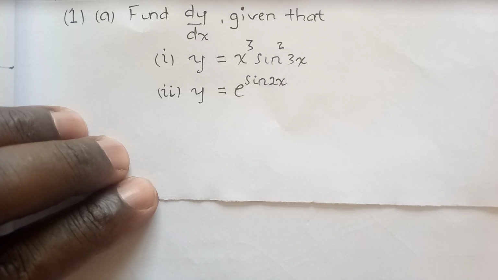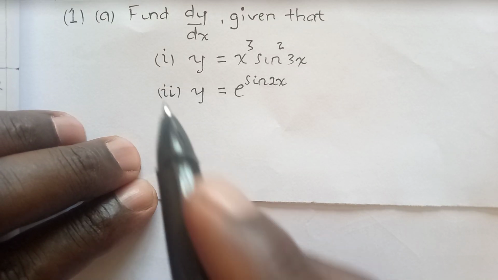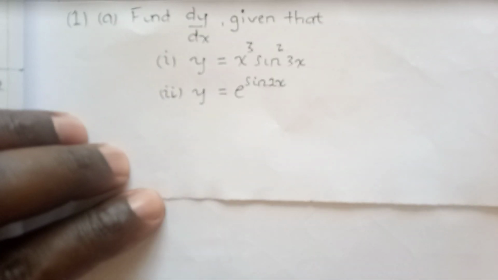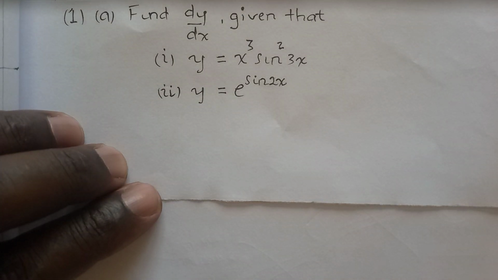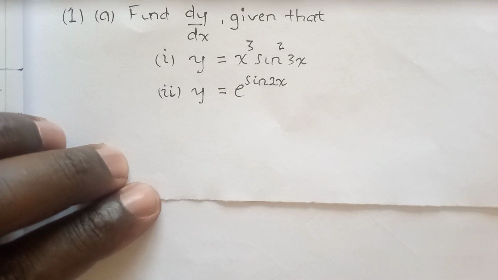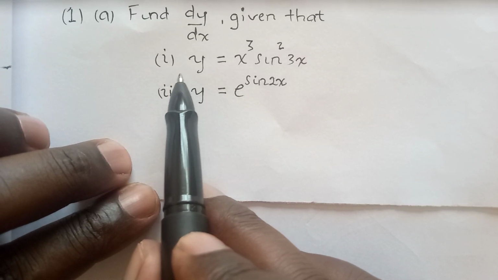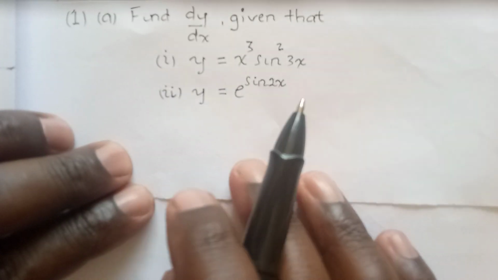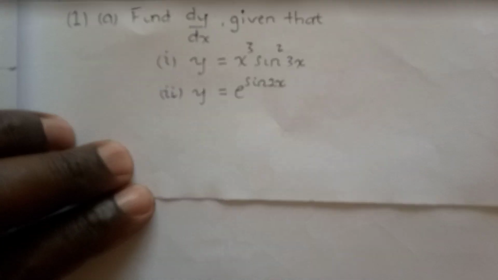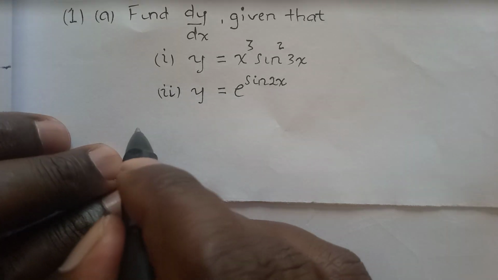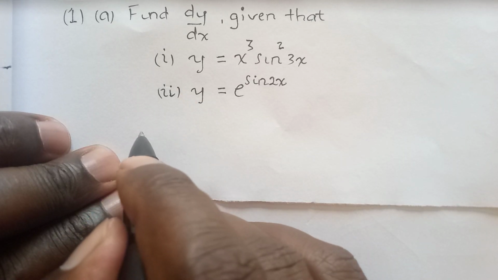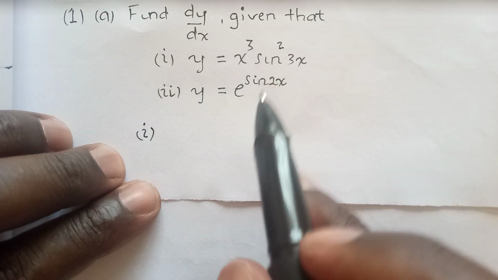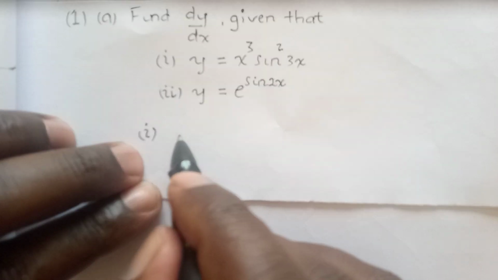And so we look at Roman 1 and see what we can get. The question reads, find dy/dx given that y equals that, and y also equals that. So let's begin with the first one, where we are going to use the product rule. So this is how we do it. Before we do that, we can write the product rule.